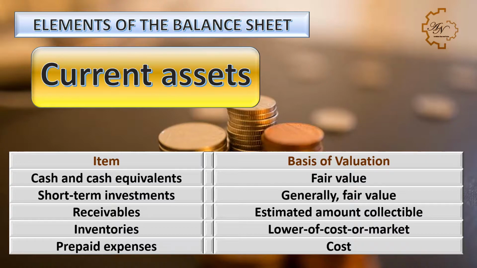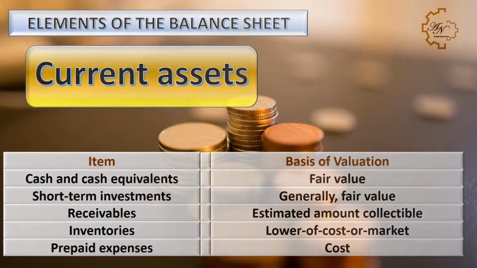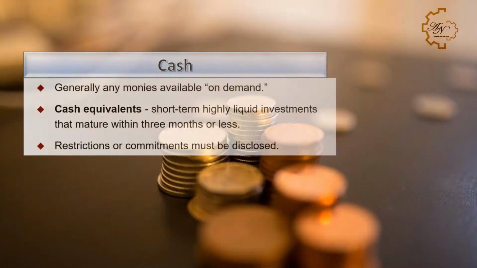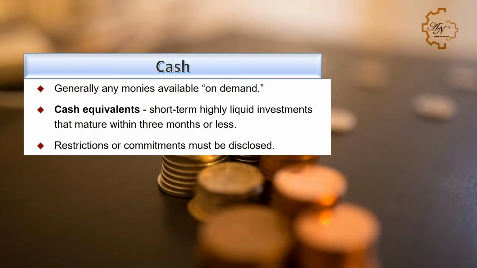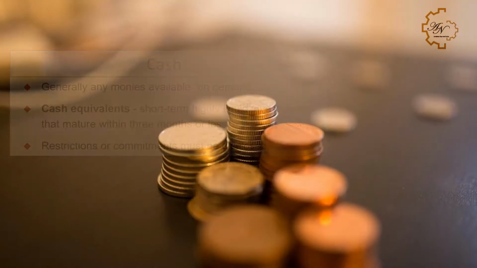Receivables, estimated amount collectible. Inventories, lower of cost or market. Prepaid expenses, at cost. Cash, generally any monies available on demand. Cash equivalents, short-term highly liquid investments that mature in three months or less. Restrictions or commitments must be disclosed.